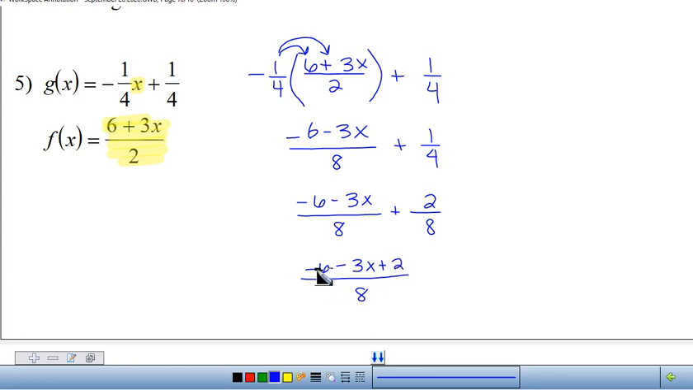When I combine the -6 and the 2 together, I get -4. But here's the deal. I don't need to really even go any further because these are not going to combine, things are not going to cancel, and there's no way that this is going to simplify to an x. So this is a no. These are not inverse functions.